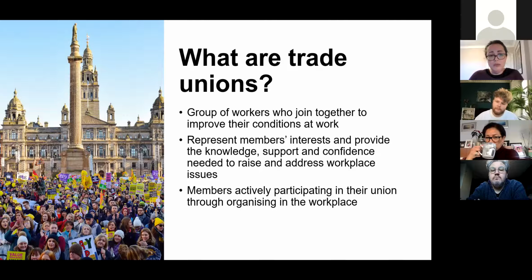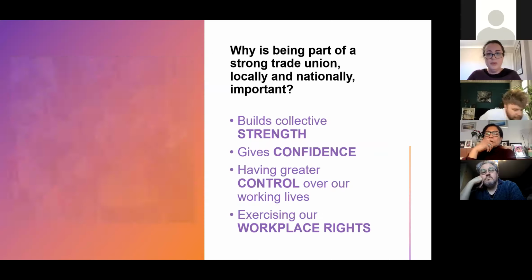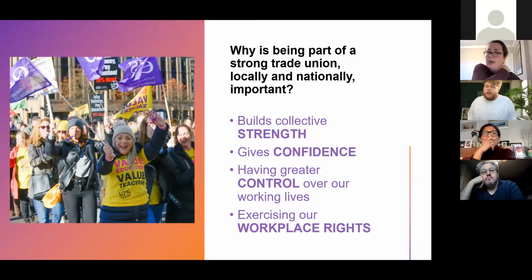And what's really important in a trade union is members being active. So we encourage you from the very start of your career as a teacher, as a professional, to be part of a union, to get involved when you have the opportunity, which for you will be on placement most of the time, but also then when you're a probationer out in schools. So why is it important locally and nationally being part of a trade union? Well, collectively, I'm sure I don't need to tell you, there's greater power in the combined strength of workers than there is in the individual.